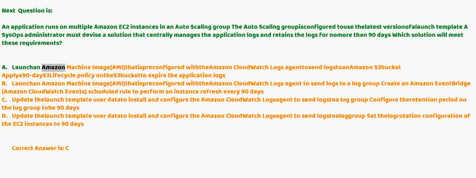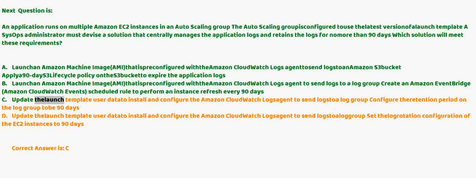A. Launch an Amazon machine image, AMI, that is pre-configured with Amazon CloudWatch Logs agent to send logs to an Amazon S3 bucket. Apply a 90 days S3 lifecycle policy on the S3 bucket to expire the application logs. B. Launch an AMI that is pre-configured with Amazon CloudWatch Logs agent to send logs to a log group. Create an Amazon EventBridge, Amazon CloudWatch Events, scheduled rule to perform an instance refresh every 90 days.